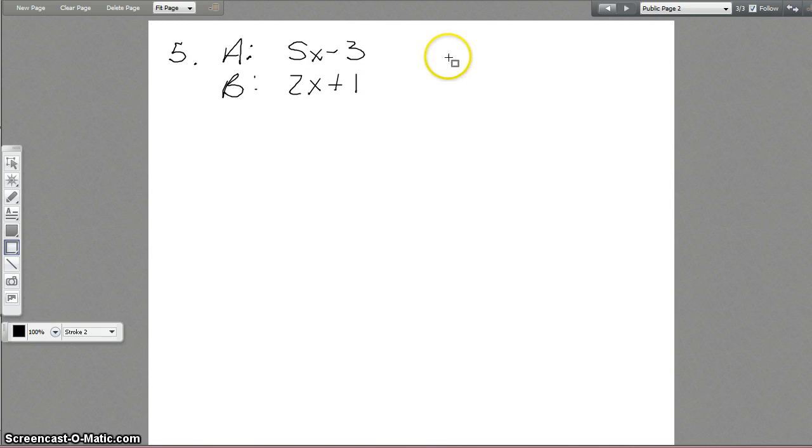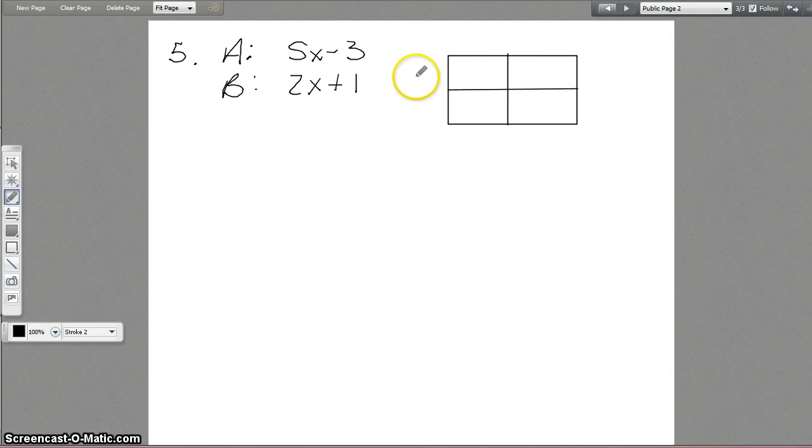So I'm going to use the grid again because you know I like the grid. And let me draw my grid lines. I'm going to put 5x minus 3 along the side and 2x plus 1 across the top. So top left box, we have 5x times 2x is 10x squared. Top right box is 5x times 1, that's 5x. Bottom left box is negative 3 times 2x, that is negative 6x. Bottom right box, negative 3 times 1 is negative 3.